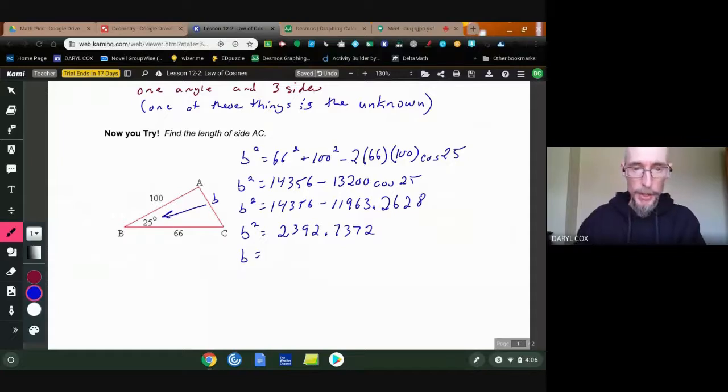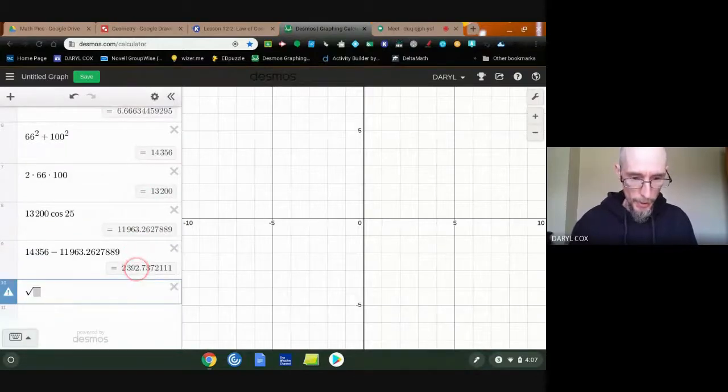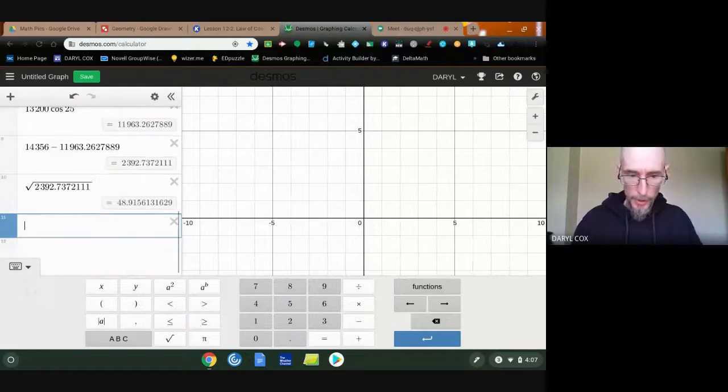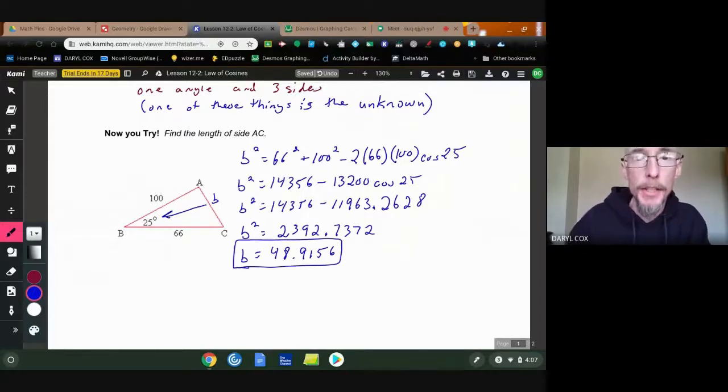Now I square root both sides. So that's going to be the square root of, let me get this answer here. Copy, paste. So 48.9156. Make sure I wrote that down right. 9156. Okay, good. There's our B, or side AC. So not too difficult. It's a little tedious, okay?